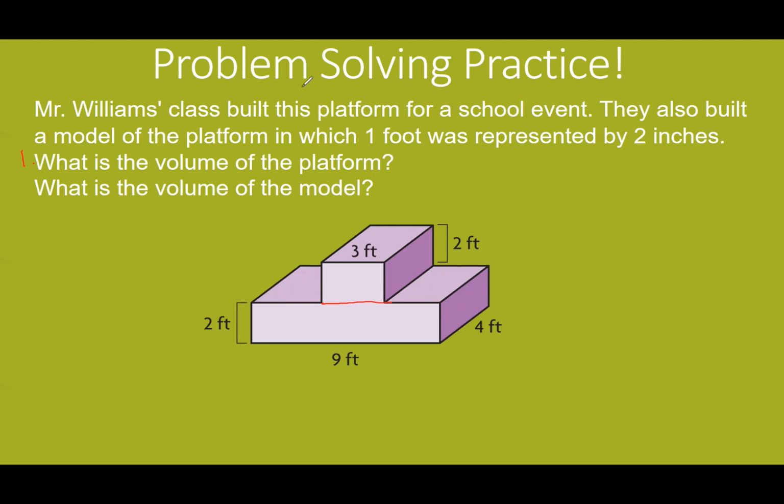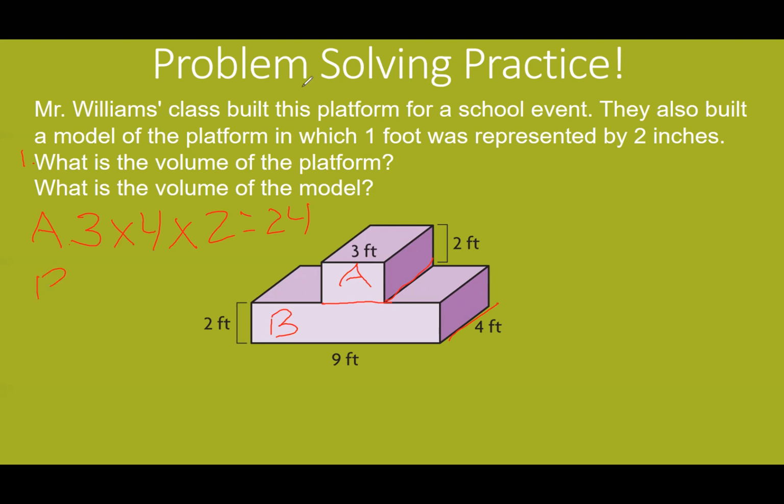Okay, so we've got figure A and figure B. Figure A has a length of 3 feet, the width is 4, and the height is 2. So the volume for figure A: 3 times 4 is 12, 12 times 2 is 24.